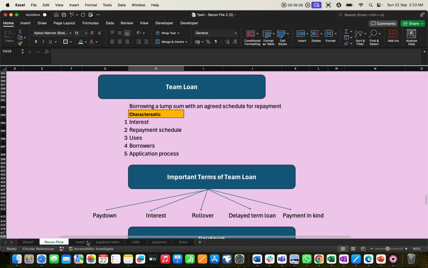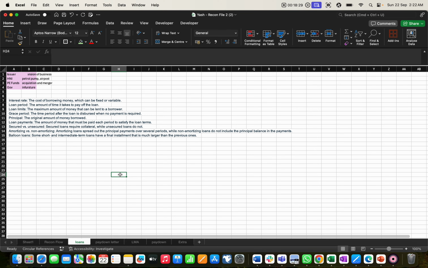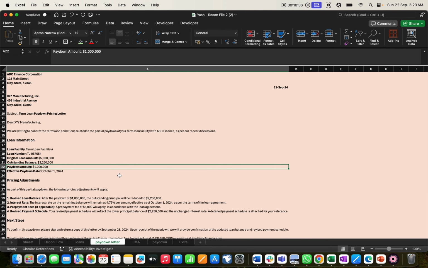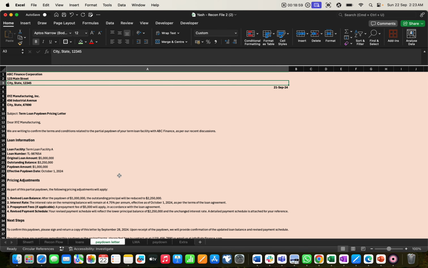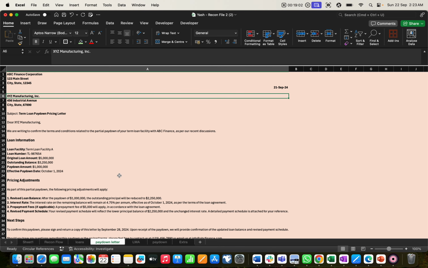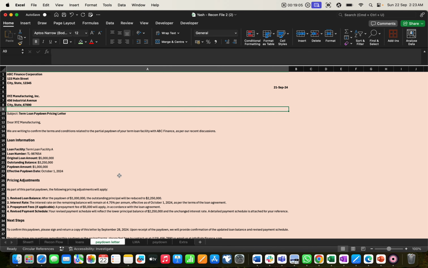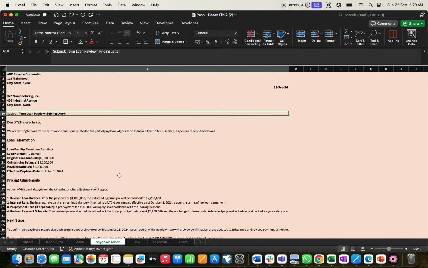I have one document with me, let me search for it. Yes, I have this pricing application with me. I will give you an overview of how this is signed and how the agent bank will send the letter to the borrower for the interest payment and all this. For example, in the A1 column there is ABC Finance Corp, and its address is also important, and to XYZ Manufacturing, who has taken the loan. The subject line will be the term loan paydown pricing letter, meaning a pricing letter will be issued for the paydown.